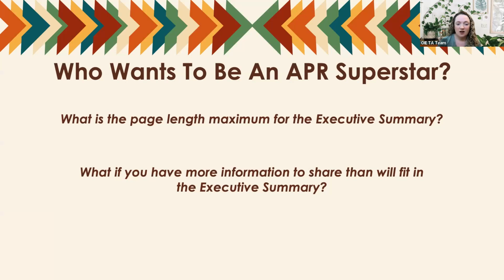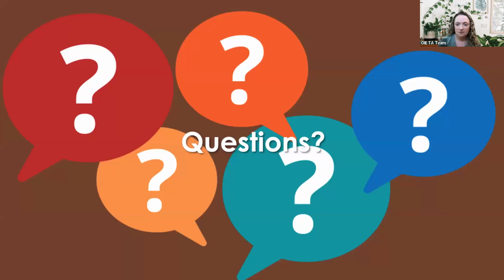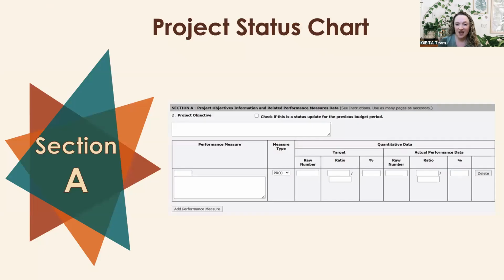Perfect. All right, any other questions about your executive summary? We're feeling ready for that one? Then we are heading over to the biggest section of the report, your section A. Section A is truly the heart of your report and is going to typically be the bulk of your report. It is where you're going to report on your GEPRA measures and your project objectives.